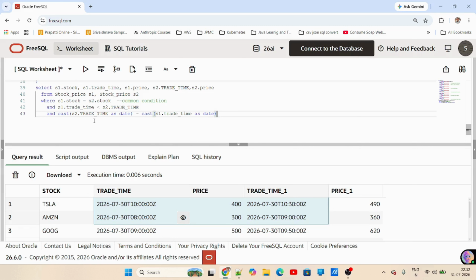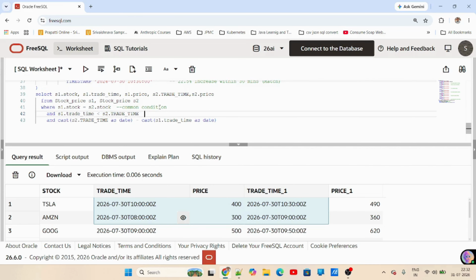Why I'm doing this? Because S2 dot trade time will always be greater than S1 dot trade time because of this condition in the upper condition. So this is my differentiator. You could say it is kind of sequencing. So S1 will always be less than S2 in terms of trade time.